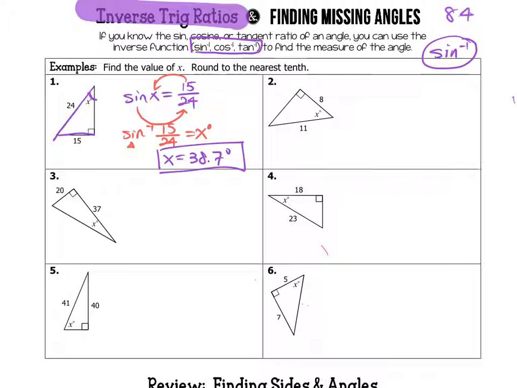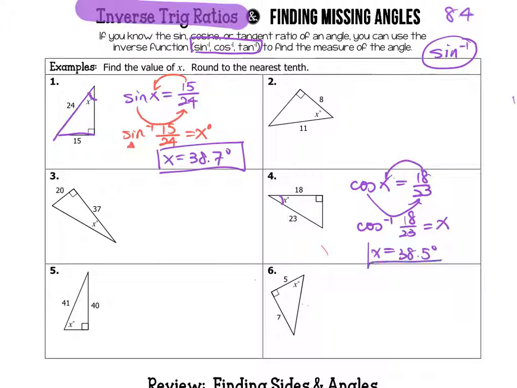Let's look at example 4 here. I have an angle here. I have adjacent, so most likely I'm going to do cosine of x equals adjacent over 23. And if I have to do my circle dance here, I do cosine inverse of 18 over 23, and then come back to the x. And you plug the left-hand side into a calculator. That should give you x equals 38.5 degrees.